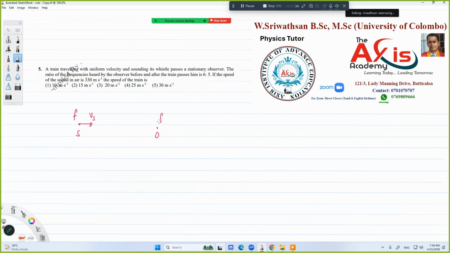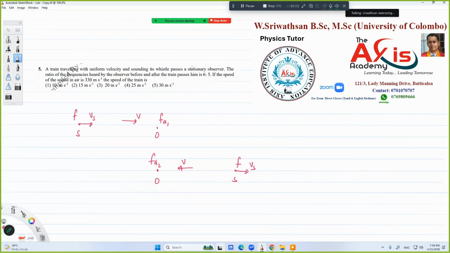While it is passing, when it is moving towards the observer, the apparent frequency heard by the observer is FA1. We use the velocity of sound in air, and we need to mark it towards the observer. Now the source is moving away with the same frequency and same speed. The velocity of sound in air we always indicate towards the observer. Now the observer hears an apparent frequency, say FA2.